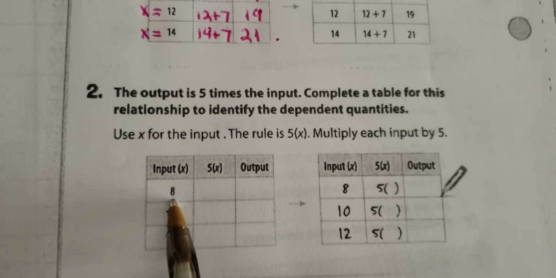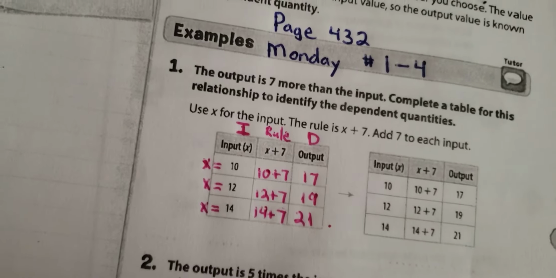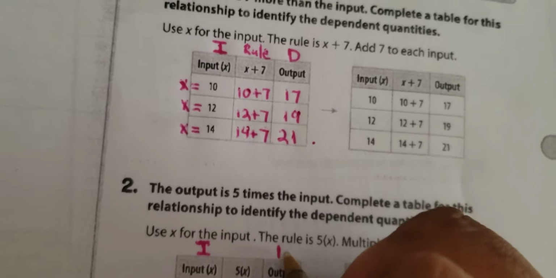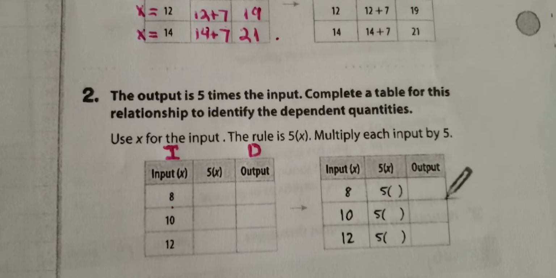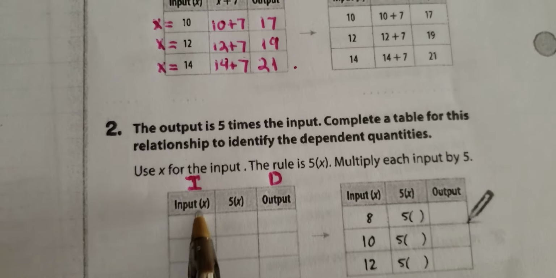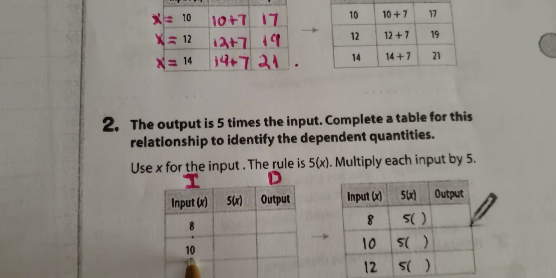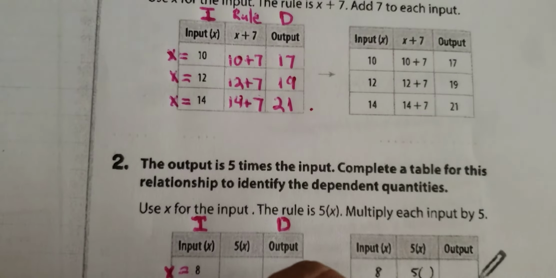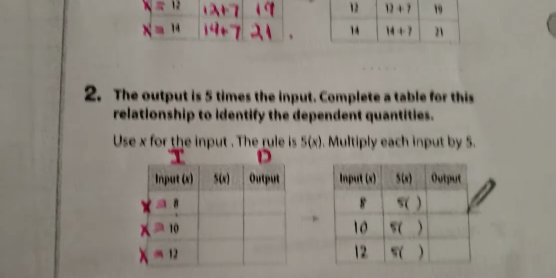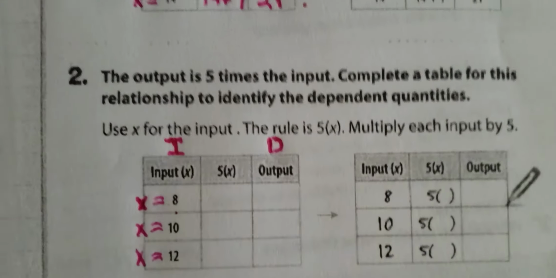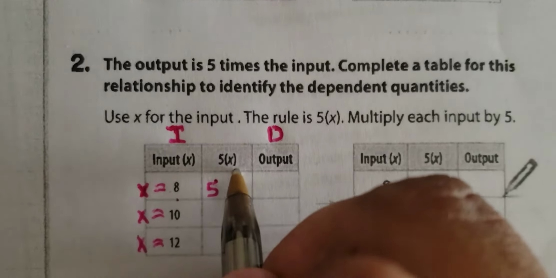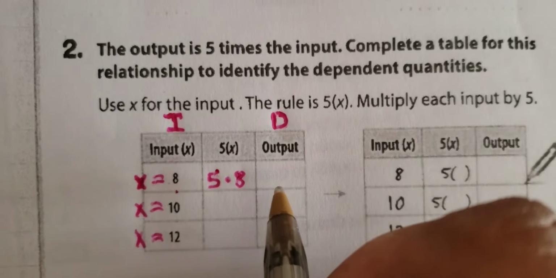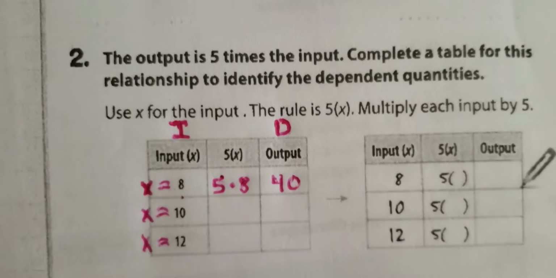So again, our input is going to be our independent variable or independent quantity. The output will be our dependent. So again, we have x is going to be the input. So they're saying x is 8, x is 10, x is 12. So I can label it x equals 8, x equals 10, x equals 12. We're going to substitute that into the rule. So we have 5, and since it's touching parentheses, it means to multiply. So 5 times 8 gives us an output of 40.